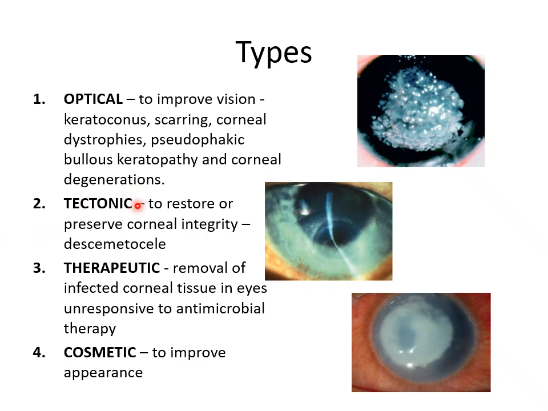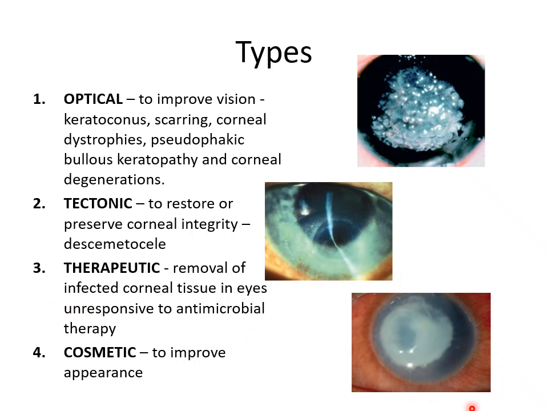Tectonic. As the word suggests, tectonic means to restore the integrity. It has something to do with the integrity of the ocular surface. As in the case of descemetocele, as you can see here, you see how thinned out the cornea is. So this is an impending perforation that is an indication for a tectonic keratoplasty. Therapeutic keratoplasty, as in this case.